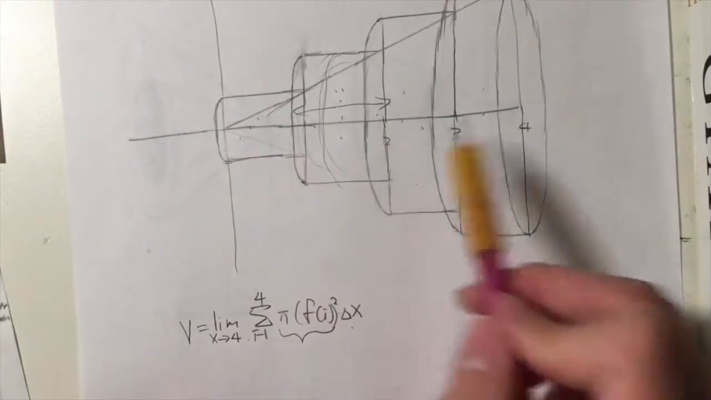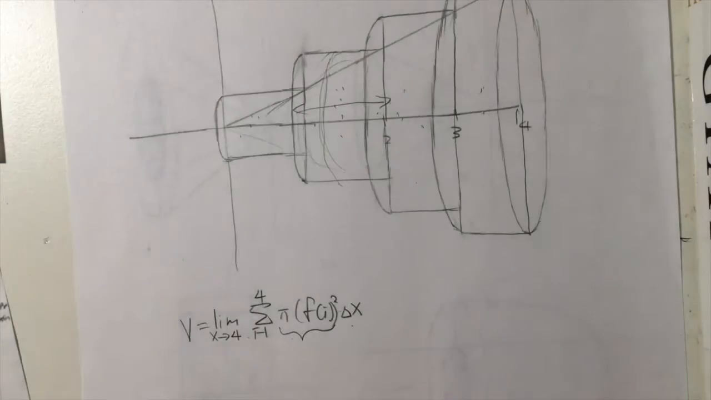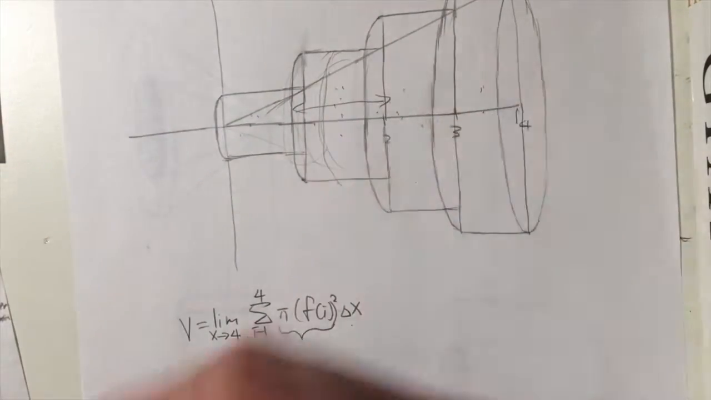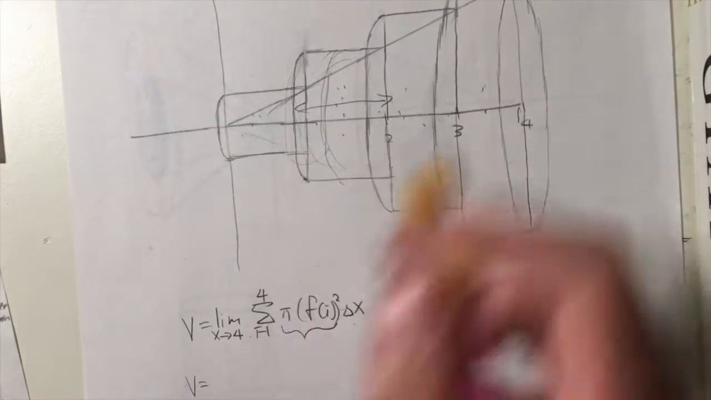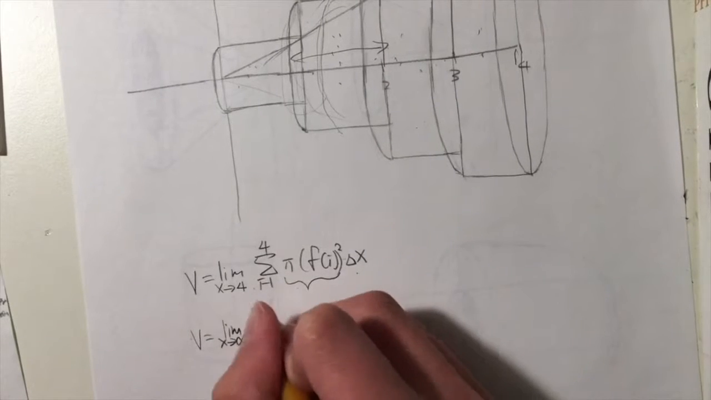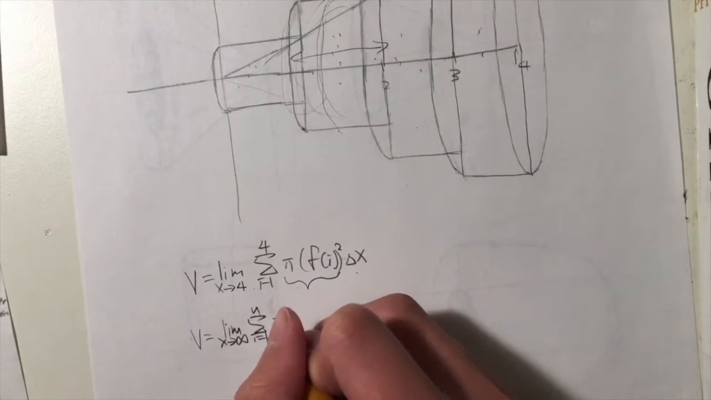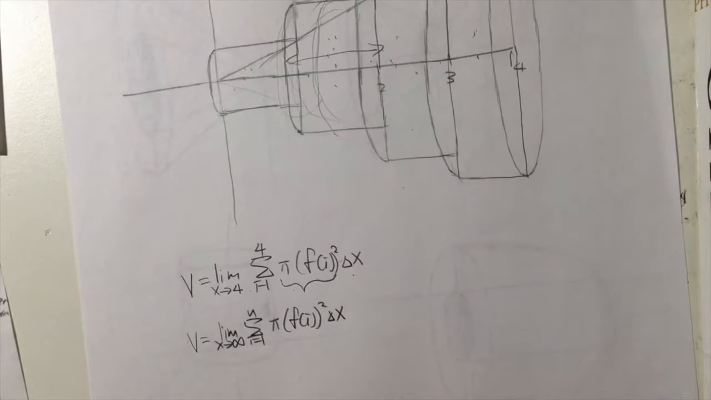Now this would add up 1, 2, 3, 4 of these cylinders to create a volume that's kind of close to a cone. However, if we want to be exact, since this is pretty inaccurate, we can go ahead and make, instead of 4 cylinders, an infinite amount of cylinders. So that will be the limit as x goes to infinity, the sum of all the areas, that would be the radius times width. So that is the way we can find it.